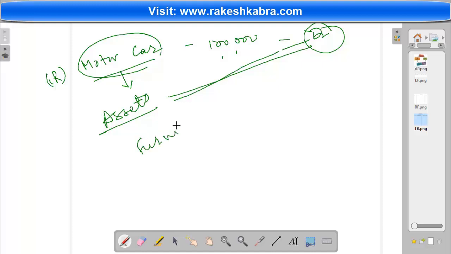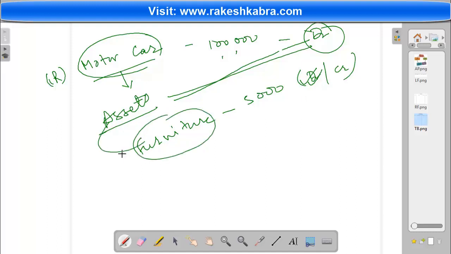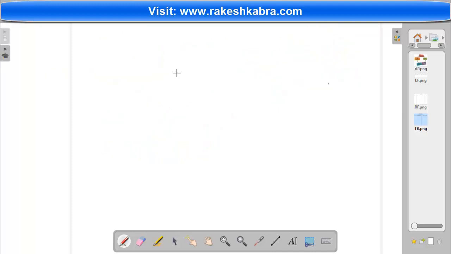Now see one more account. Suppose furniture account and it is showing balance 5,000. Tell me, it is debit balance or credit balance? Because we purchased this furniture, it is coming in the business, so it is debit balance. And furniture is also our asset, and an asset always shows debit balance.